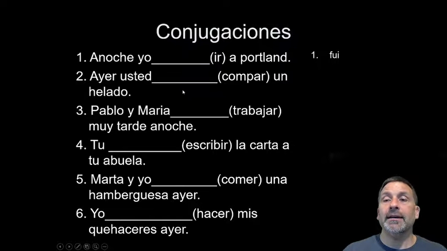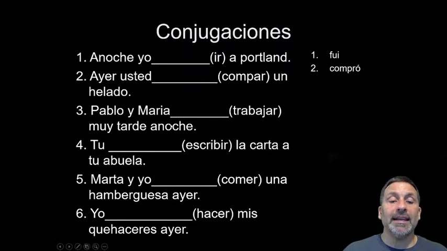Ayer usted compró un helado, accent over the O. It's the usted form of the verb. Él, ella, usted, compró. Pablo and Maria worked very late last night. Pablo and Maria trabajaron. They worked. Ellos trabajaron.